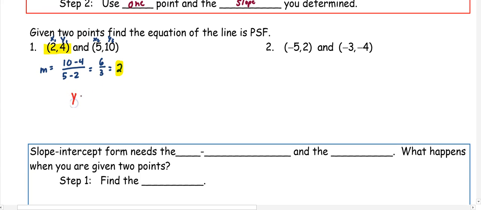So I'm going to have y minus y1, which is 4, equals my slope times x minus the x coordinate, and they're both negative signs because the x and y coordinates were positive.